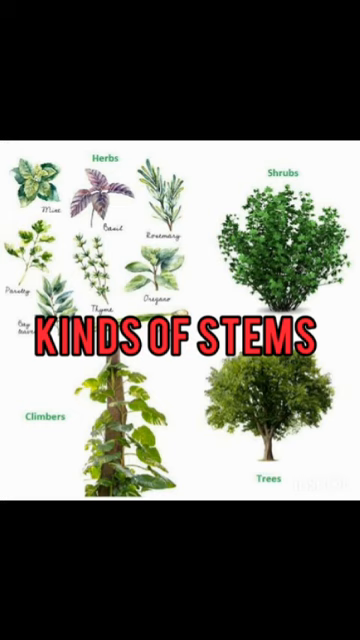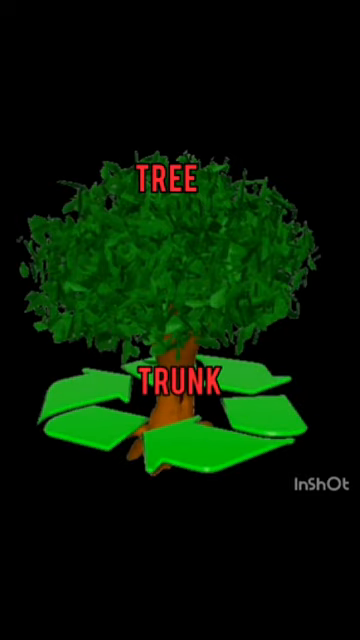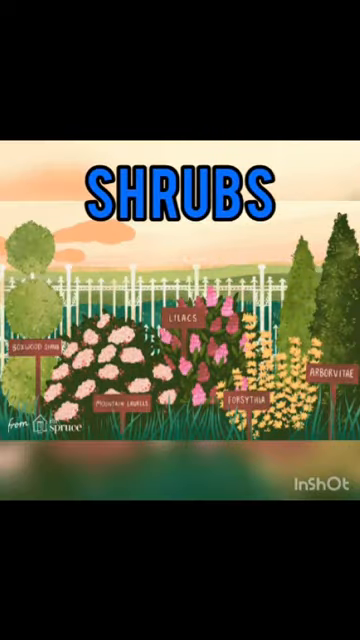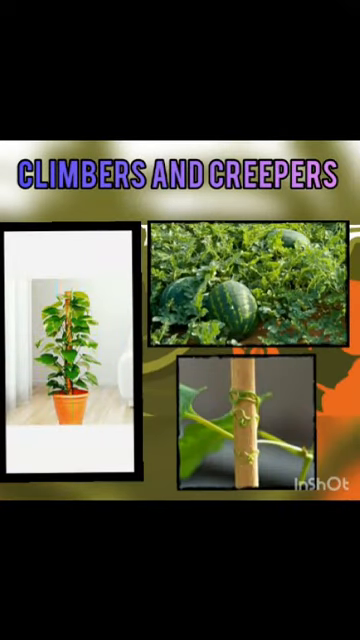Stem. The stem is the main part of the shoot. It bears other parts of the plant like branches, leaves, flowers, and fruits. Plants have different kinds of stems. Trees have a hard, strong, and woody stem called trunk. Shrubs have thick stem, and herbs have soft and thin stem. Climbers and creepers have soft and weak stem.